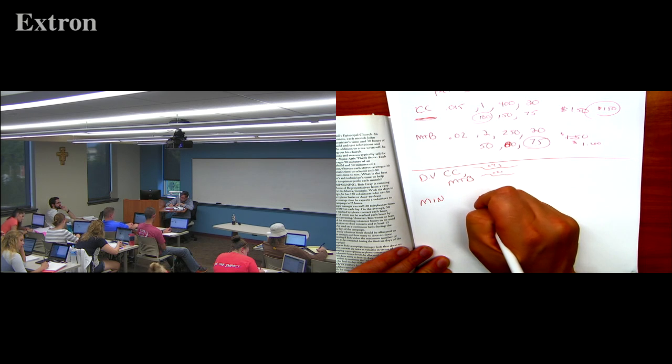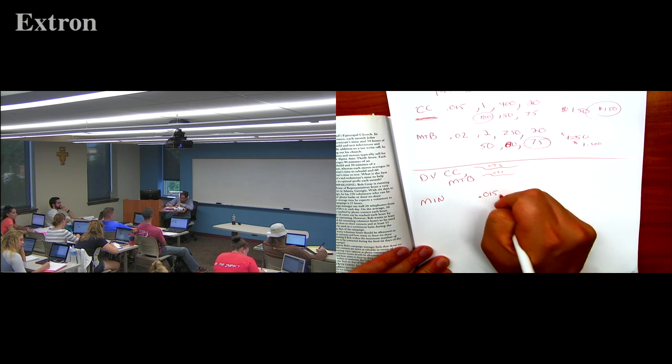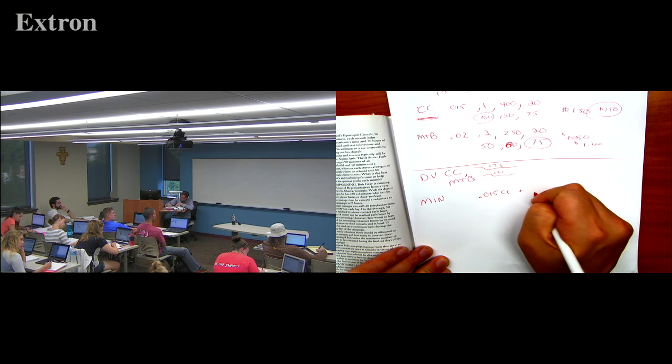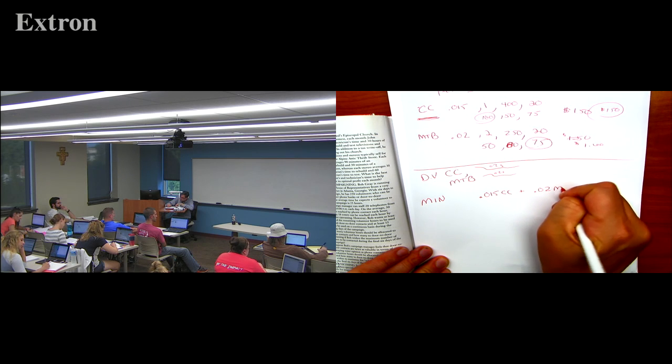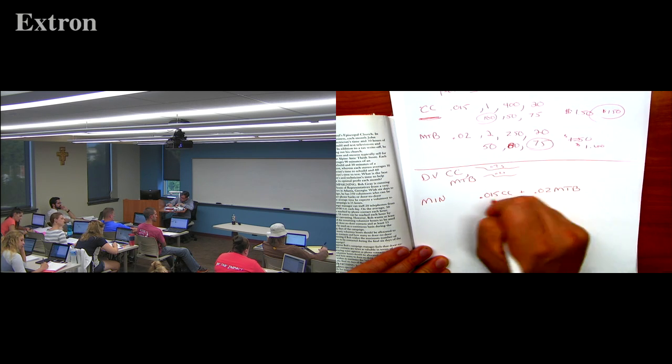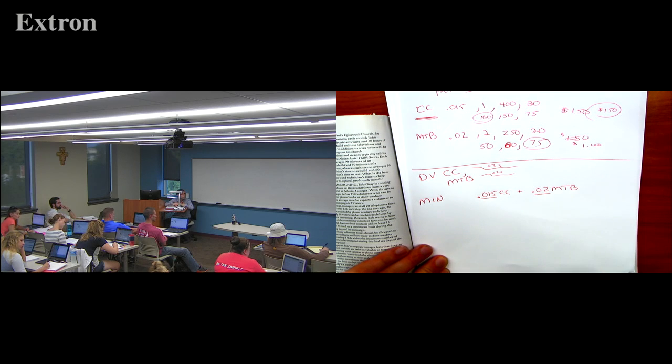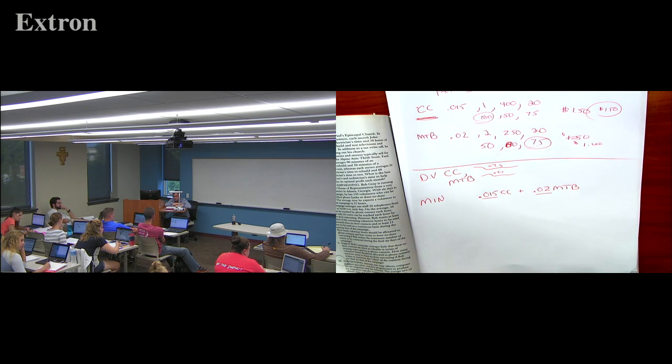Every unit of cow chow is $0.015. Every unit of Mootown buffet is 2 cents. So remember, we concentrate on the coefficients. 0.015 cc plus 0.02 mtb. That's what we're trying to minimize.